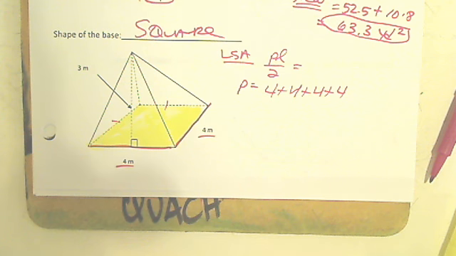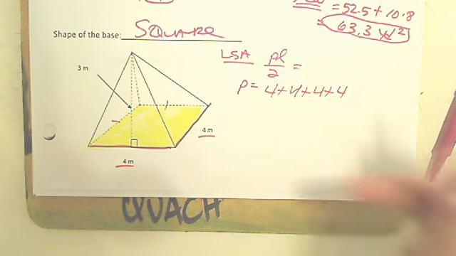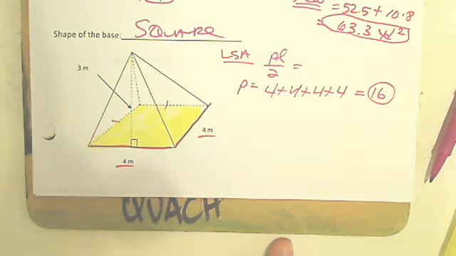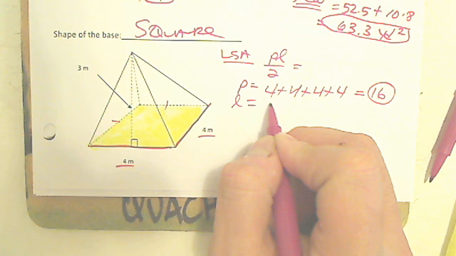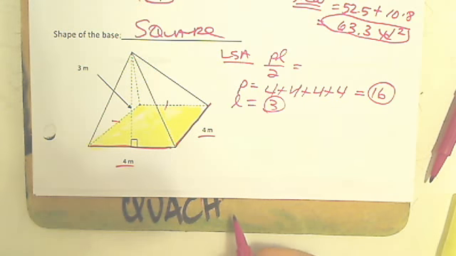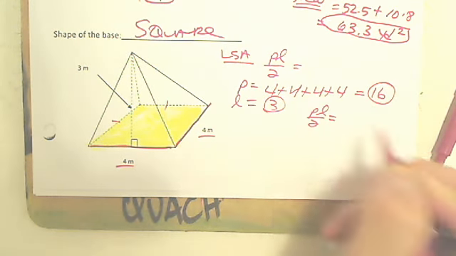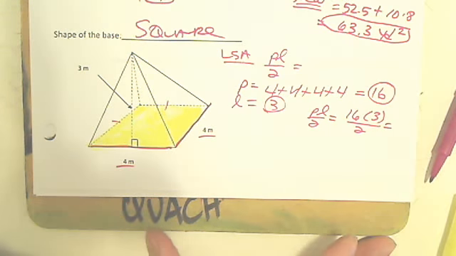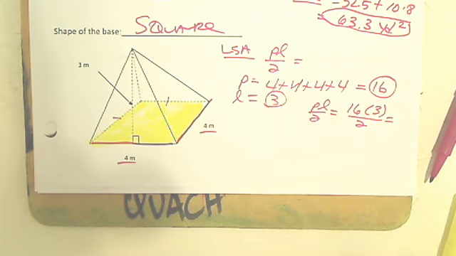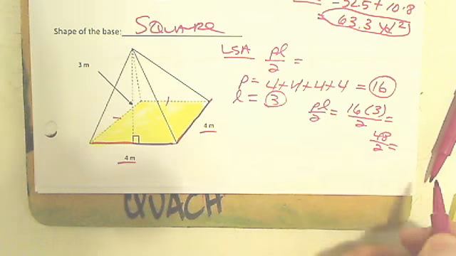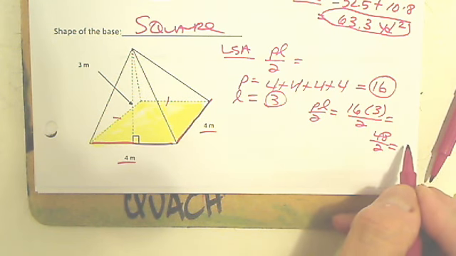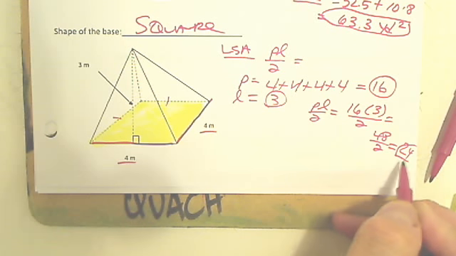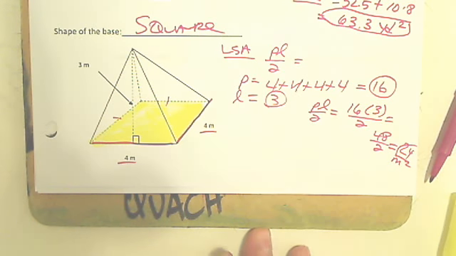This lesson is also going to be on YouTube, so if you need to watch it later. The perimeter is 16. What's the slant height? 3. Okay. PL divided by 2. 16 times 3 divided by 2. 48 divided by 2 is 24. 24 meters squared.